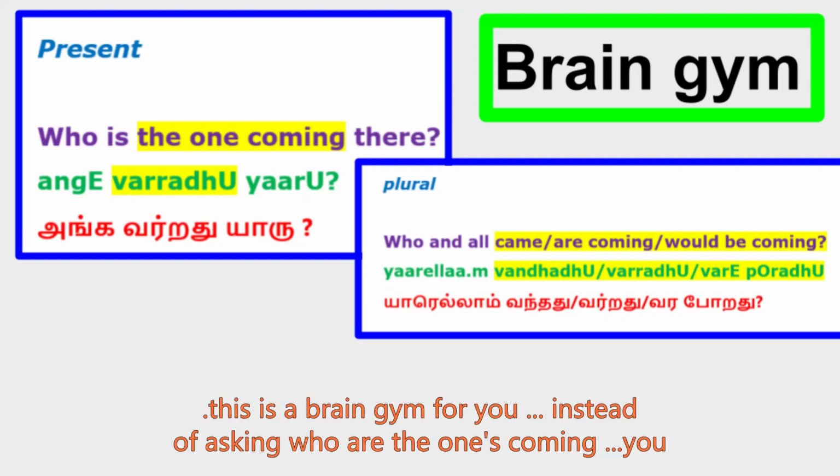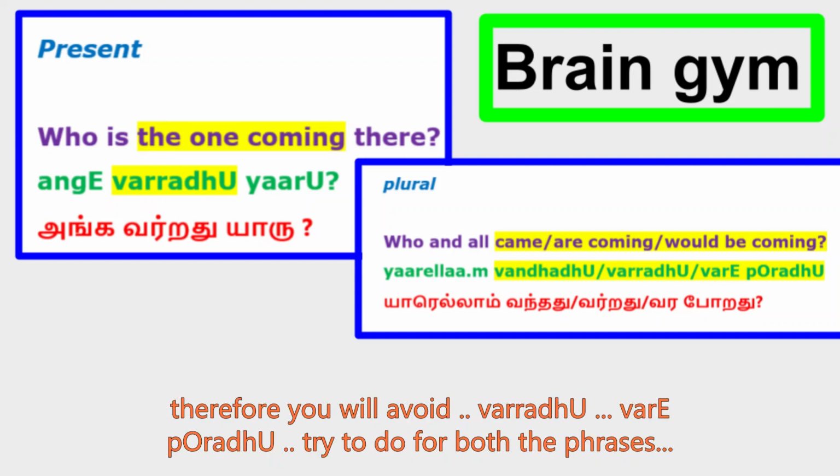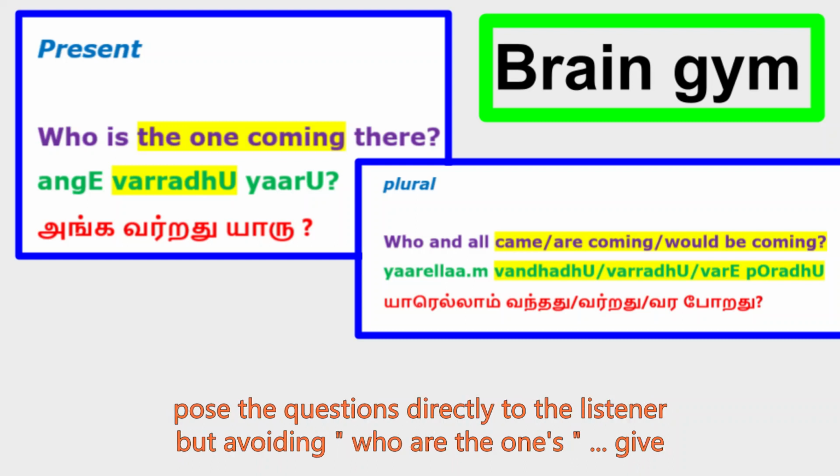This is a brain gym for you. Instead of asking who are the ones coming, you can also direct the question to the listener. Therefore, you will avoid varadu, varaporadu, etc. So try to do it for both the phrases. Post the questions directly to the listener, but avoiding "who are the ones". That we are not going to use.